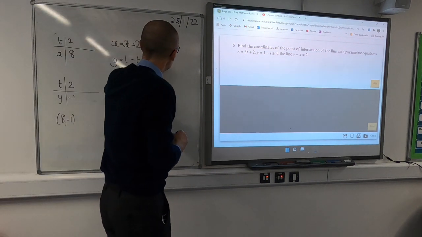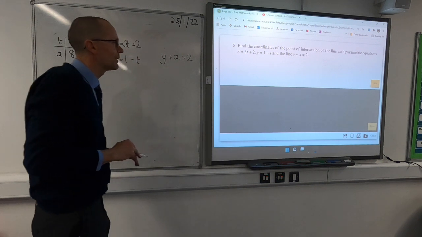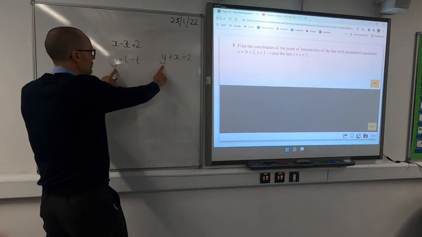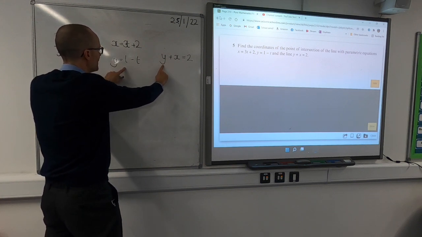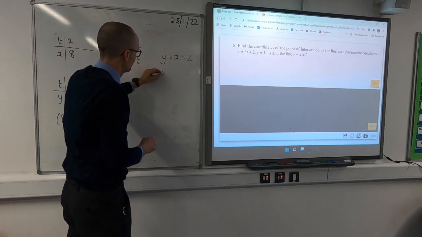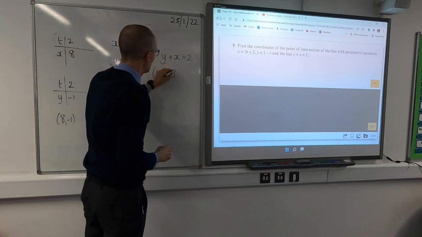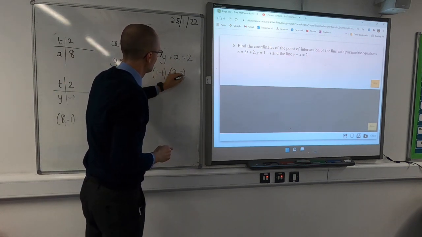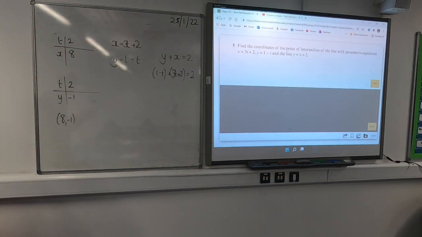And here's a Cartesian equation. Where they intersect, these two things will be the same, and these two things will be the same. So all we do is we replace that with that. And we replace that with that. It's a really neat trick. And that's going to give us a value of t.